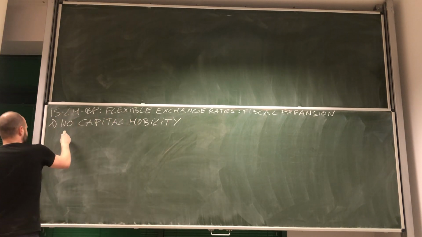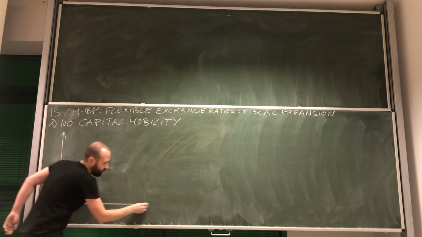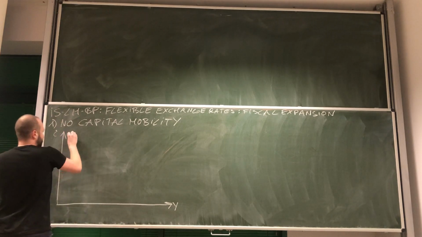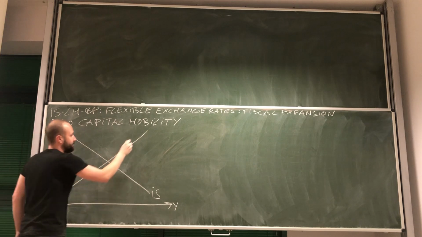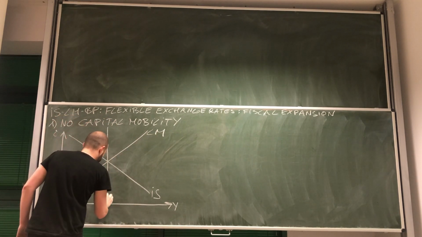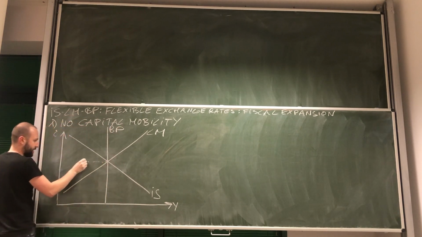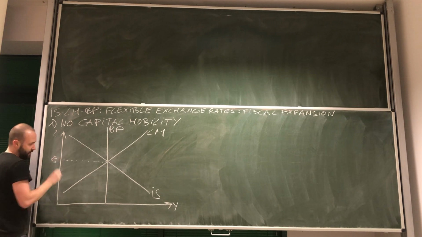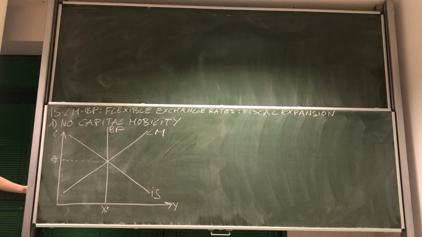Okay, so again we start with the same graph as usual. So we've got income over here, interest rate over here, IS, LM, and vertical BP. This is the equilibrium interest rate, and this is the equilibrium GDP.